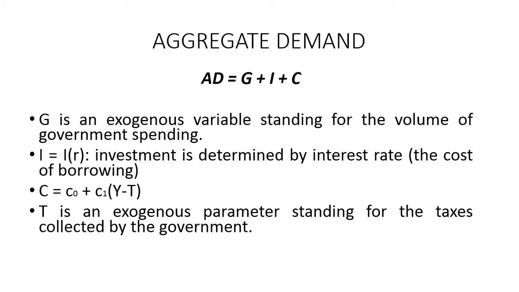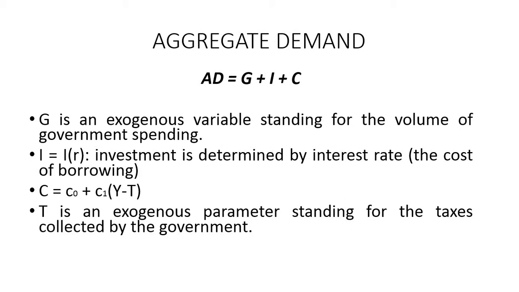Investment. Investment consists of all the spending of private enterprises on capital goods and production facilities. Also, it includes household spending on real estate. So in this model, we assume that the level of investment is not affected by the level of income, and is determined only by the interest rate. And this relationship is negative.